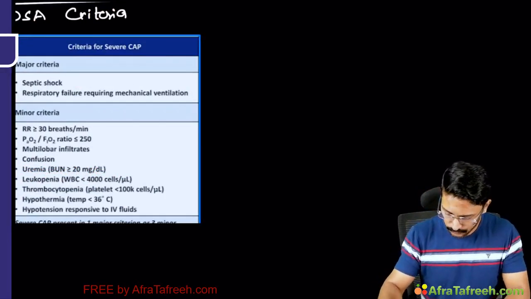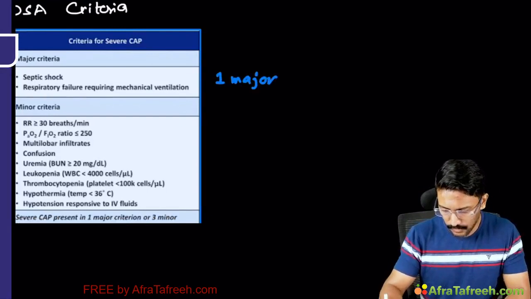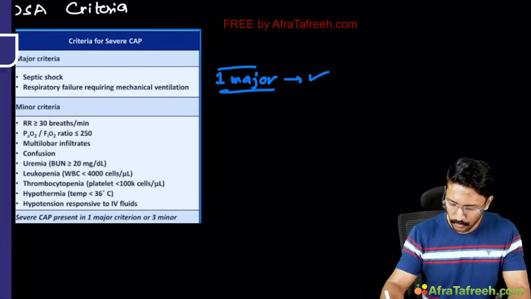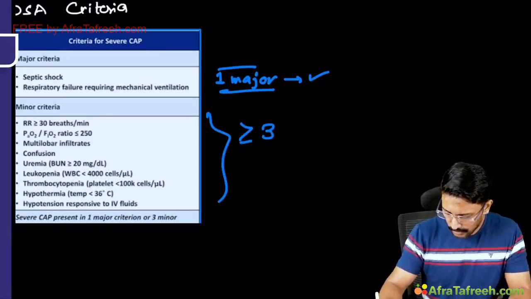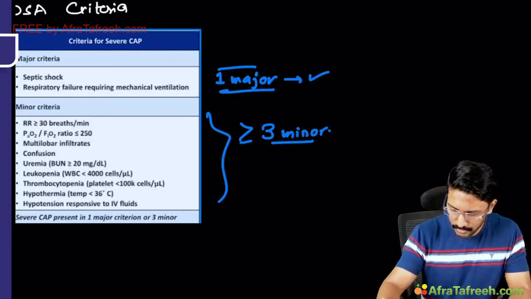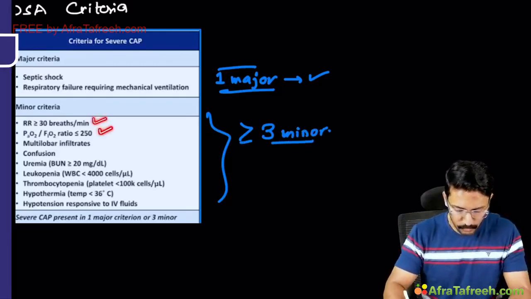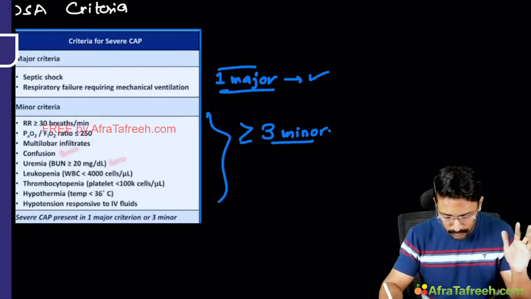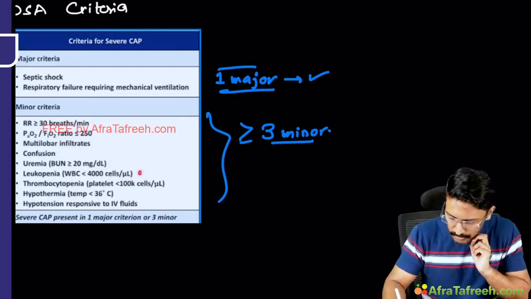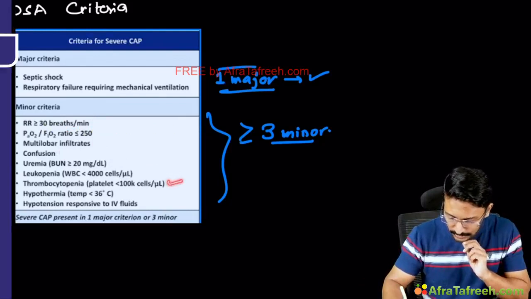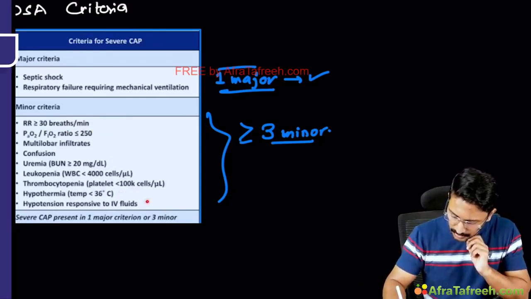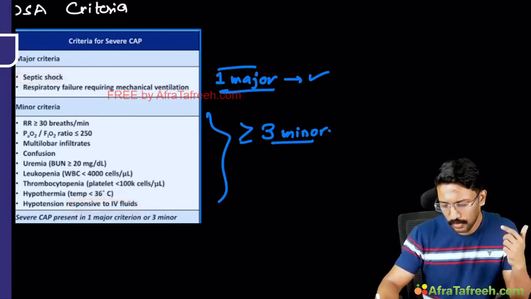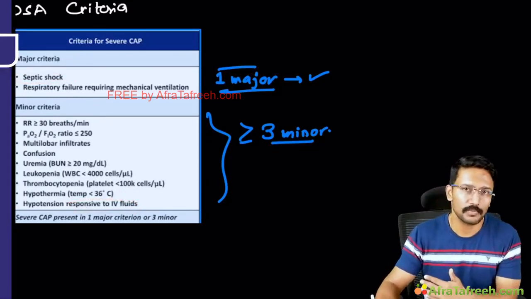So if there is one major criteria present, anyone, patient is in shock or patient is in respiratory failure and on ventilator, that is enough to call it as severe pneumonia. Or if there are more than or equal to 3 minor criteria present. Okay, what are the minor criteria? Respiratory rate more than 30, PaO2 by FiO2 ratio less than 250, multilobar infiltrates, patient confused, urea or BUN more than 20 milligrams per deciliter, WBC count less than 4K, platelet count less than 1 lakh, patient in hypothermia or patient in hypotension, but he is responsive to fluids. Shock is where he is not responsive to fluids, right? So if more than or equal to 3 minor criteria present, then also you can call it as severe pneumonia.